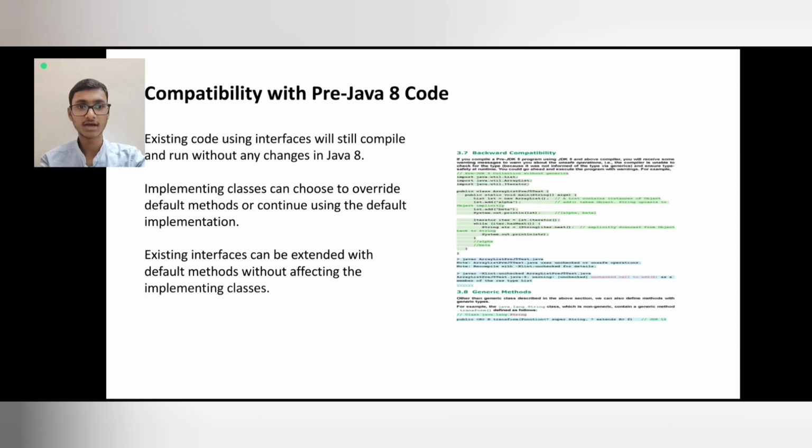Compatibility with pre-Java 8 code. Existing code using interfaces will still compile and run without any changes in Java 8. Implementing classes can choose to override default methods or continue using the default implementation. Existing interfaces can be extended with default methods without affecting the implementing classes.